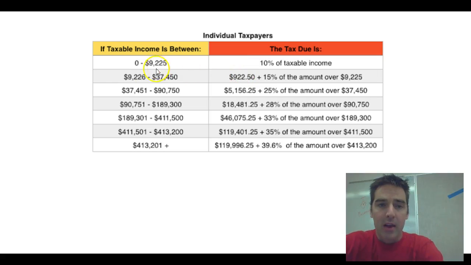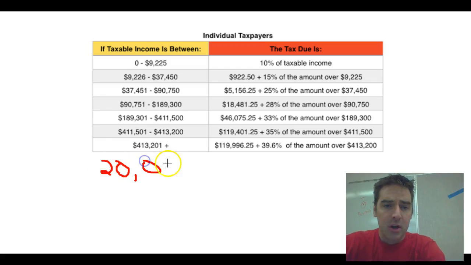And that's why then the next amount of income, between $9,226 to $37,450 of income, is going to get taxed at 15%. But remember, the first chunk is taxed at 10%, so that's why you see here $922.50 plus 15% of the amount over this amount. So, for example, let's say the person makes, in our example here, we'll go with $20,000 a year. So we'll write down the $20,000 a year. That's how much the person made.